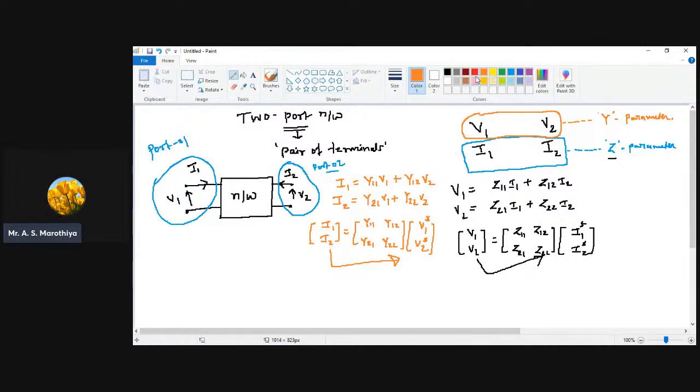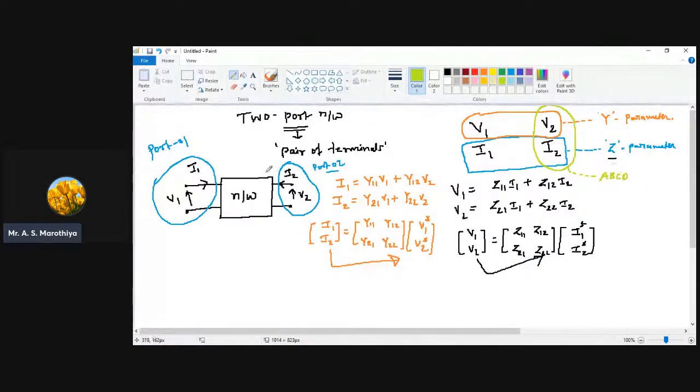Now it may be possible that someone may take the parameters of the second port as independent, and we are trying to find out the parameters of the first port in terms of the second port. That means in this case v2 and I2, this is very important, v2 and I2 are independent, and we are trying to find out v1, I1 in terms of v2 and I2. So this type of parameters are called A, B, C, D parameters.